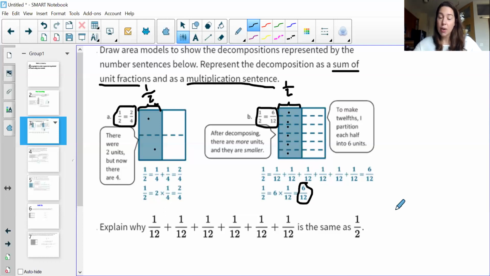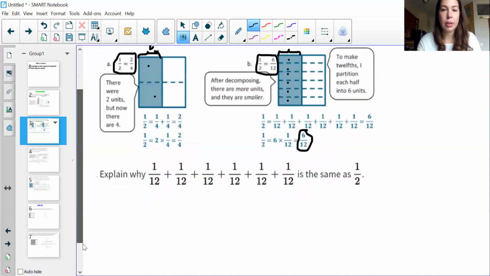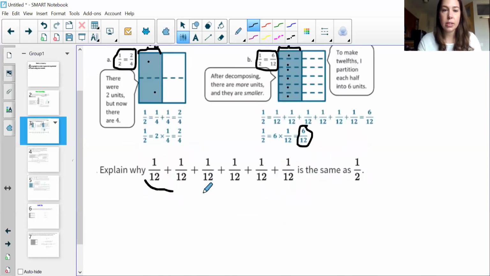Okay, so now it asks us to explain why 1/12 plus 1/12 plus 1/12 plus 1/12 plus 1/12 plus 1/12 is the same as a half. Well, if we add all of these up, then you guys know it. How many 12ths are we going to have? Well, it's 6/12.